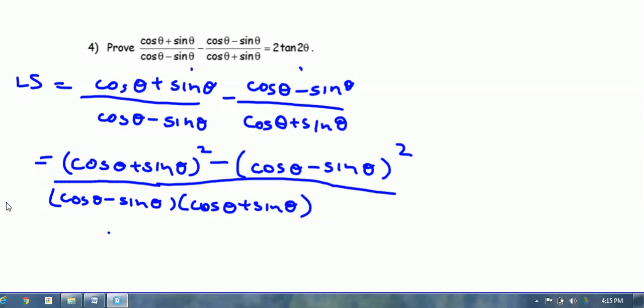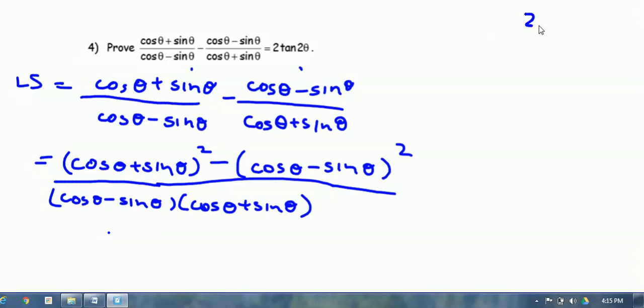Now be so careful. We cannot cancel these cos theta minus sine thetas here and here because of the subtraction sign. Okay, we cannot cancel up and down here, no, no, no, because of this plus and minus sign. You can only cancel things when they are factors of each other on the top and the bottom.